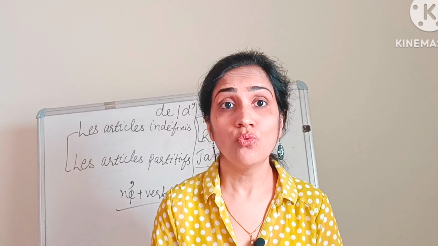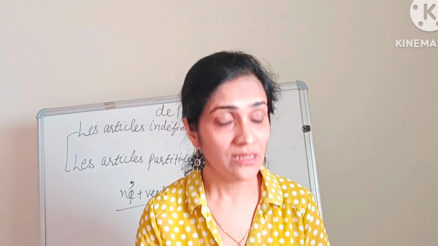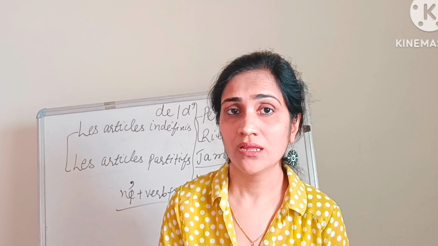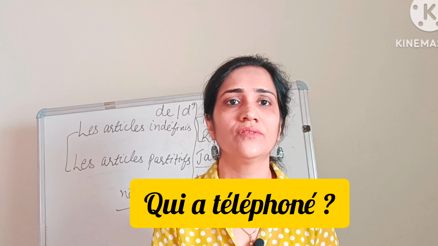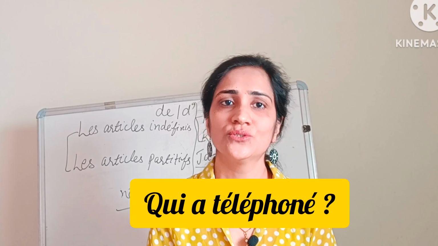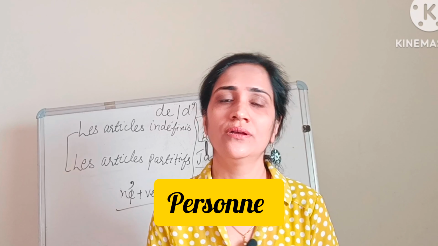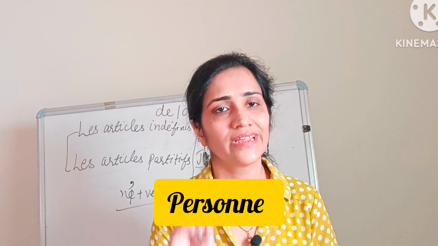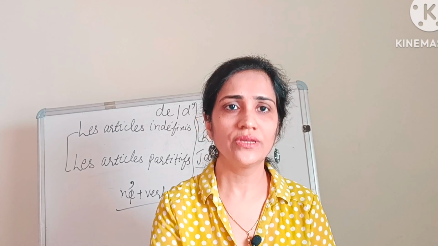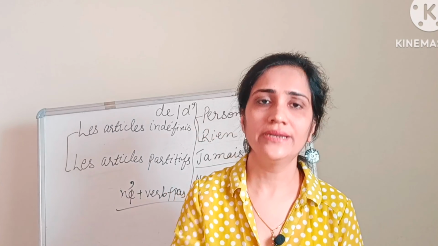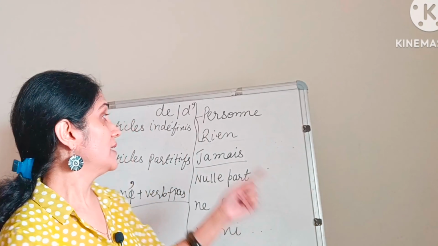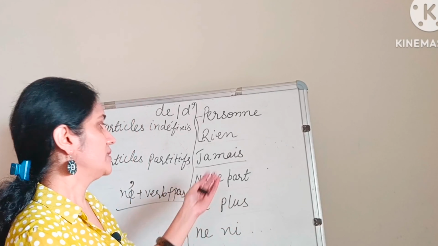So if you have to say who called up, who rang, the sentence will be in passé composé, past tense: qui a téléphoné? Who called up? And if you are answering in the negative, the answer will be personne. Only personne will be the grammatically correct answer. If you want to give a full grammatical statement using ne, the verb and personne, you can do so. But if you want to shorten your response, you can. Same case happens with rien, and same case happens with jamais.